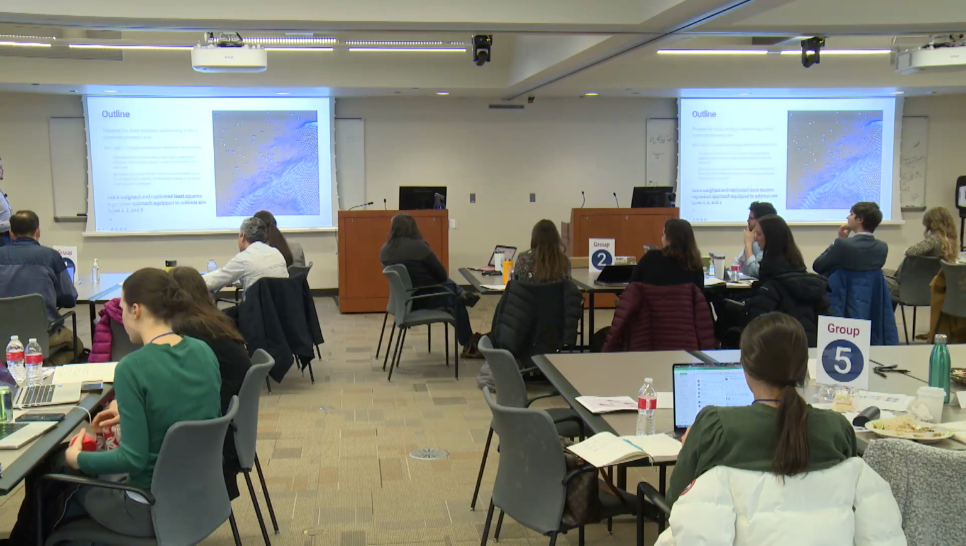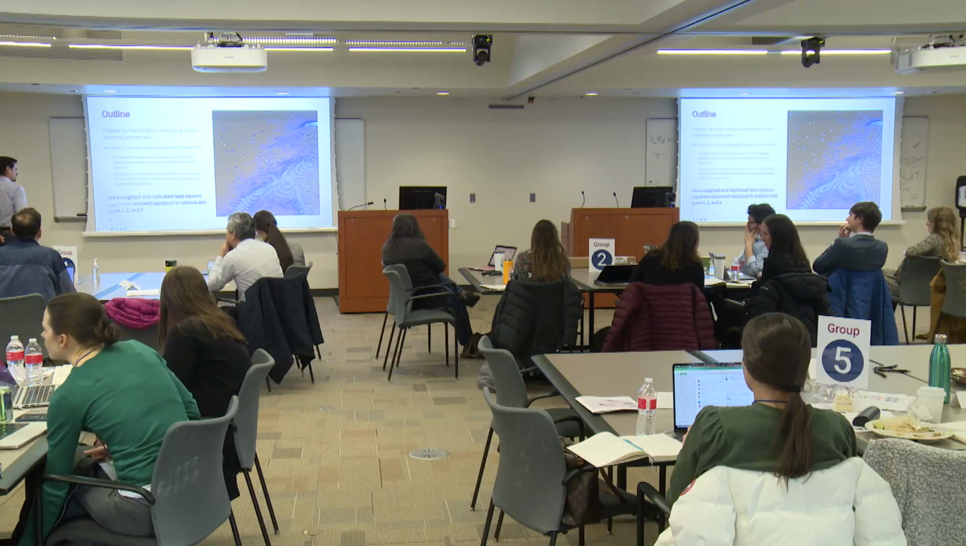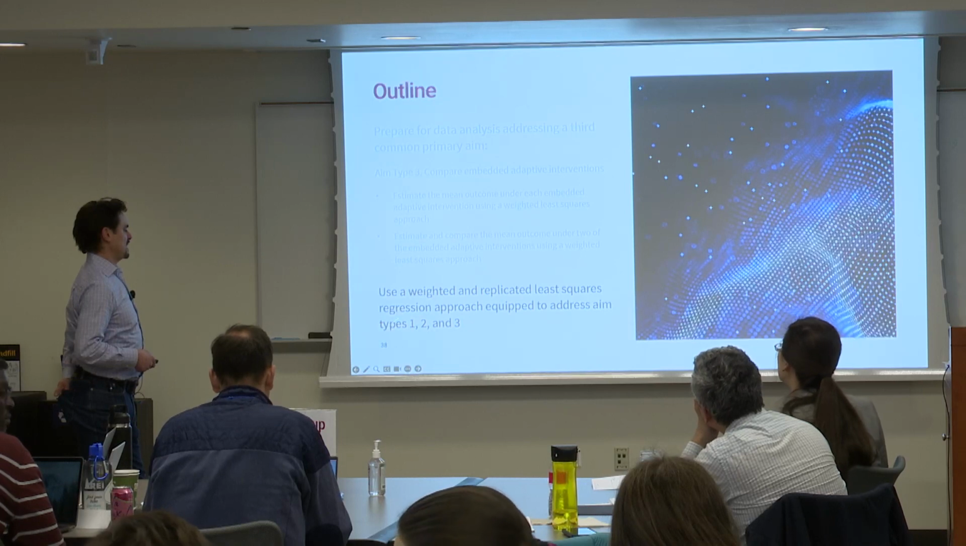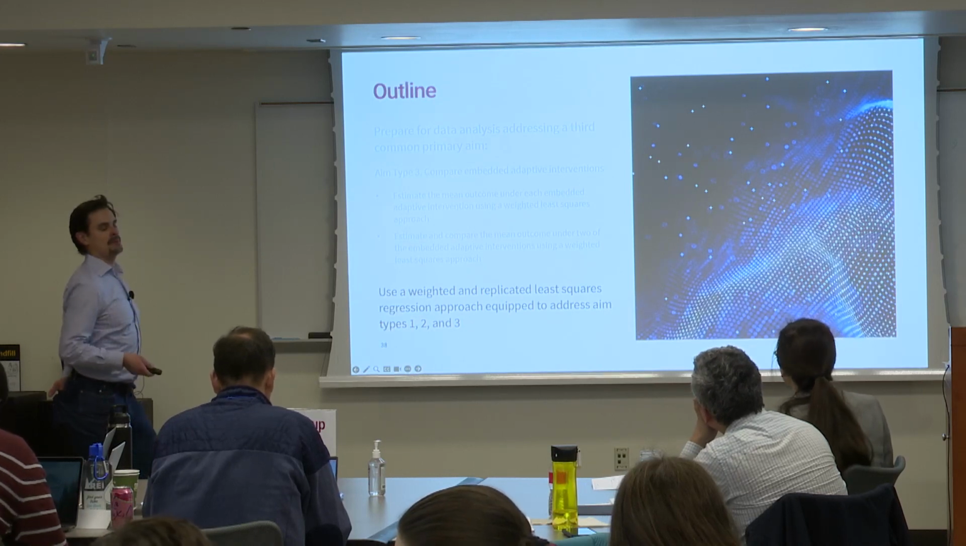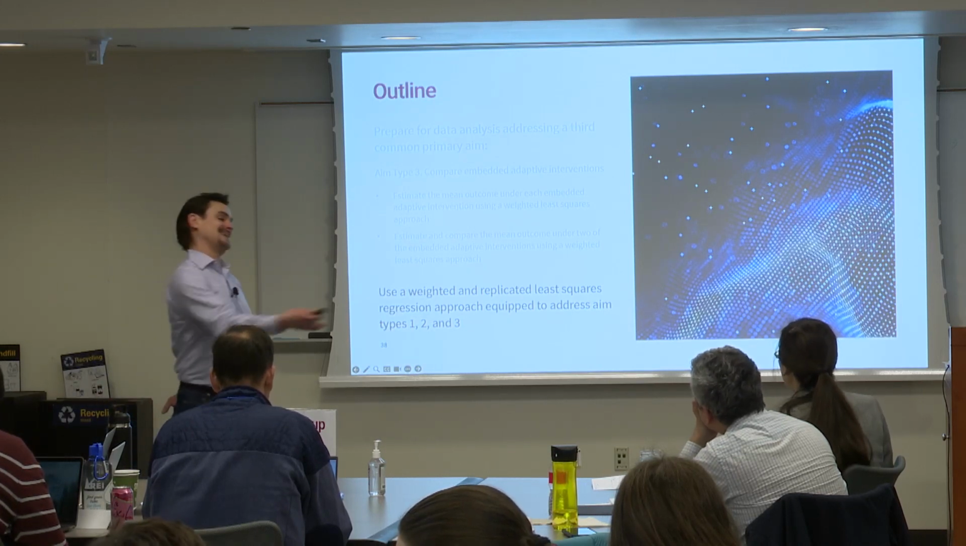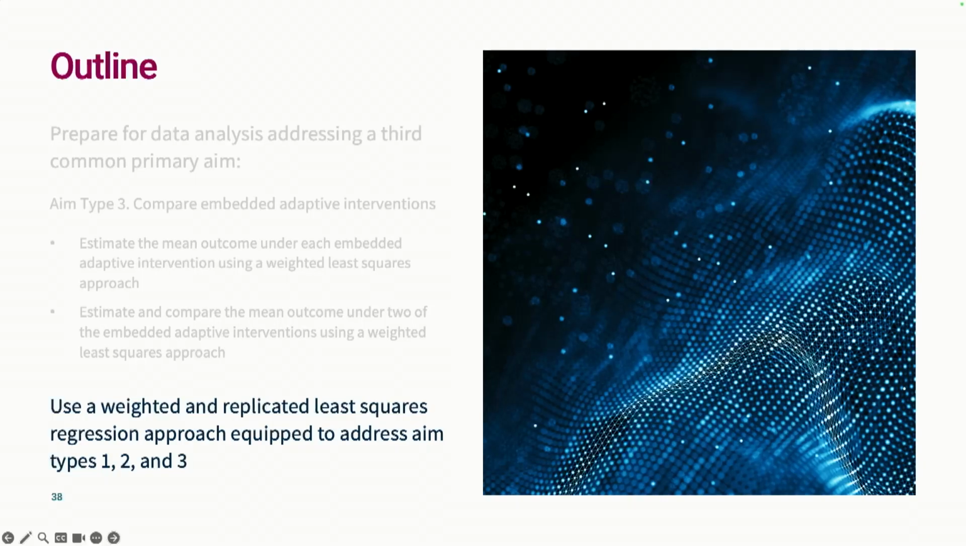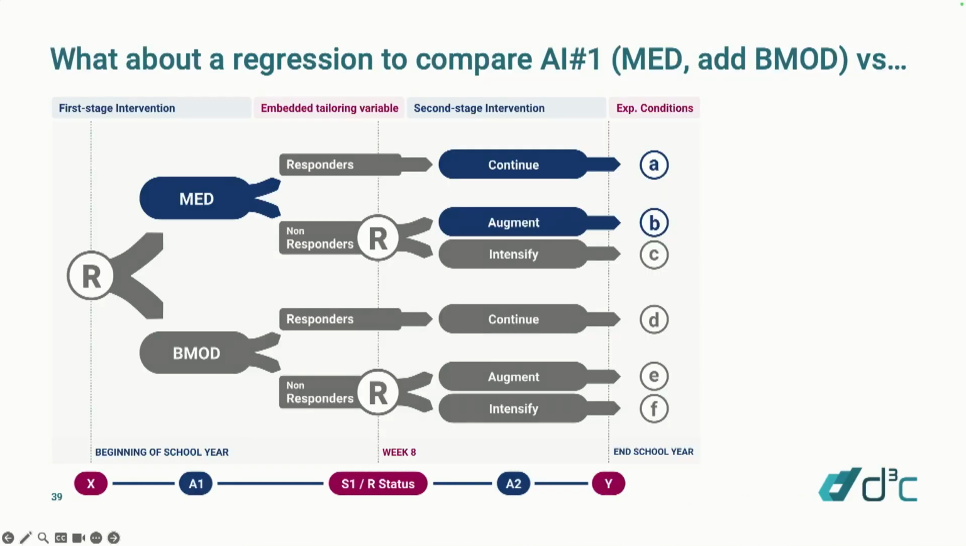All right. So use a weighted and replicated least squares regression approach equipped to address aim types 1, 2, and 3. So I'm about to show you the punchline. You're not going to do either one of the things I just taught you. You're going to do this next thing. But I had to show you these two things so that you understand the next thing.